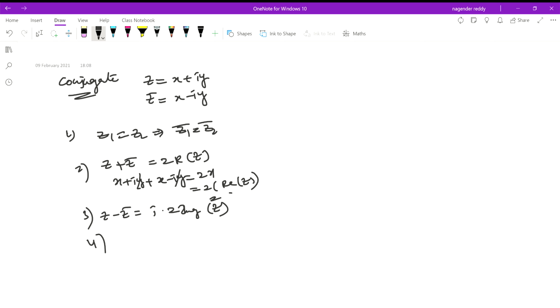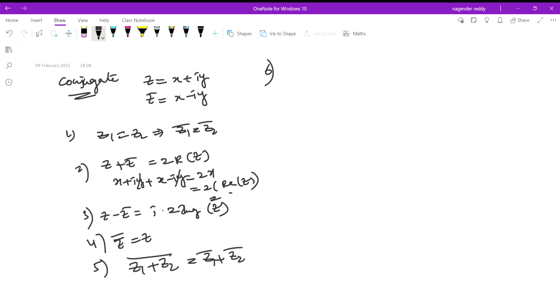And the fourth one, z bar whole bar is equal to z. We know that the complement of z is z bar, and the complement of that is z. We learned this in the previous classes. Then next, z1 plus z2 whole bar is equal to z1 bar plus z2 bar. You can verify this one by adding both, or you can go individually also, you'll get the same answer. This is the trick in complex numbers.